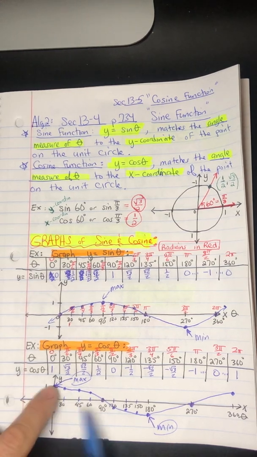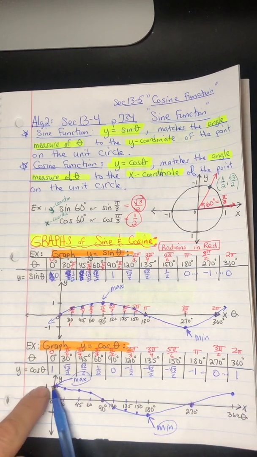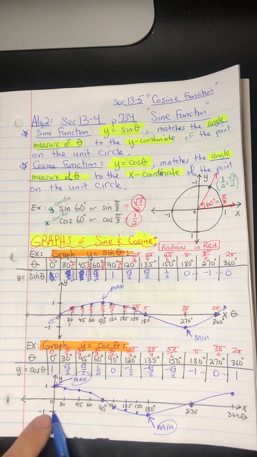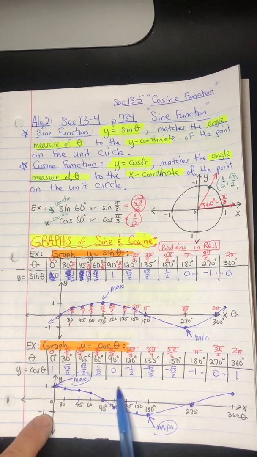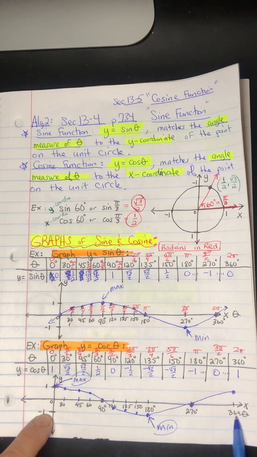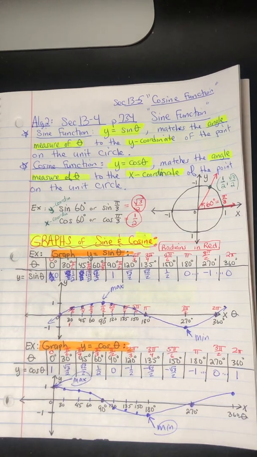If it was negative, everything would be reflected across the x-axis. This starting point would be here at the bottom at negative 1, and it will go up and then back down here and end here. So it'll be the same thing except the reflection across the x-axis.